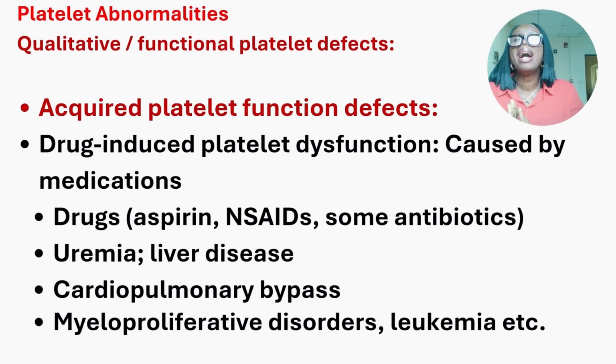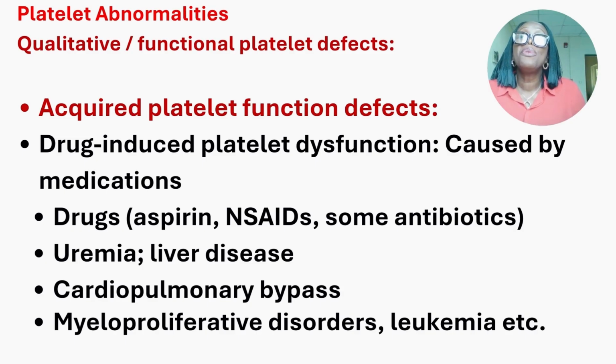Then we have another form of platelet abnormalities. Remember, we are discussing platelet abnormalities. Another form is qualitative platelet abnormality, but in this case, it is acquired. It is not inherited. That means it was not there before. An individual just gets it in the course of living his life.